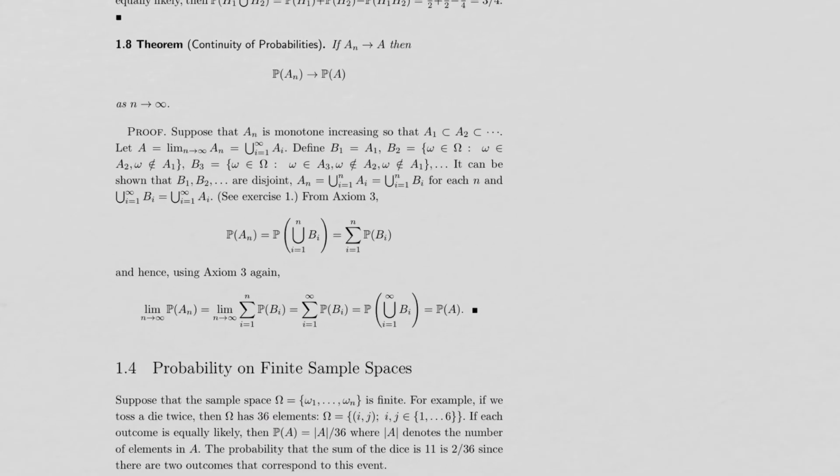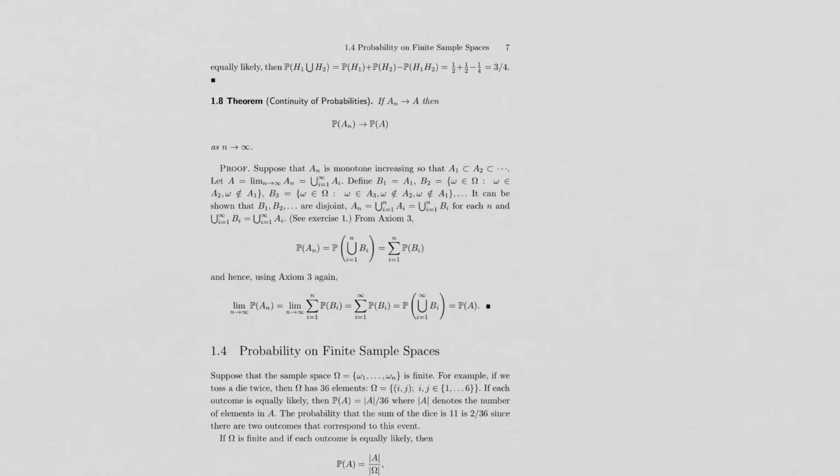As a last thing, if we have a sequence of events that converge to event A, then we can write that the probability of the sequence of events AN converges to probability of A. For that part, we can use the axioms and the property 1.1 and the previous lemma to show that probability of AN goes to probability of A.